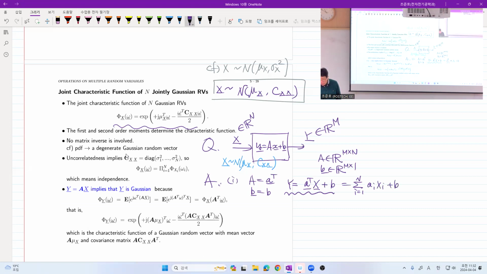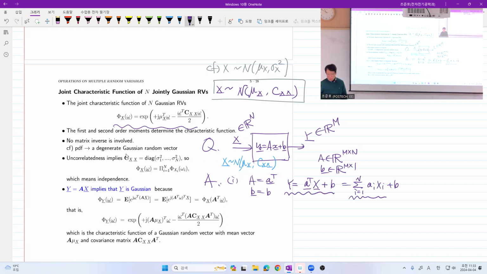Right? So you have a linear combination that includes simple summation as a special case, plus C that just shifts the distribution. And you know that once this is Gaussian, shifting by B is also Gaussian, right? Probably you heard that result already. So this includes that as a special case.